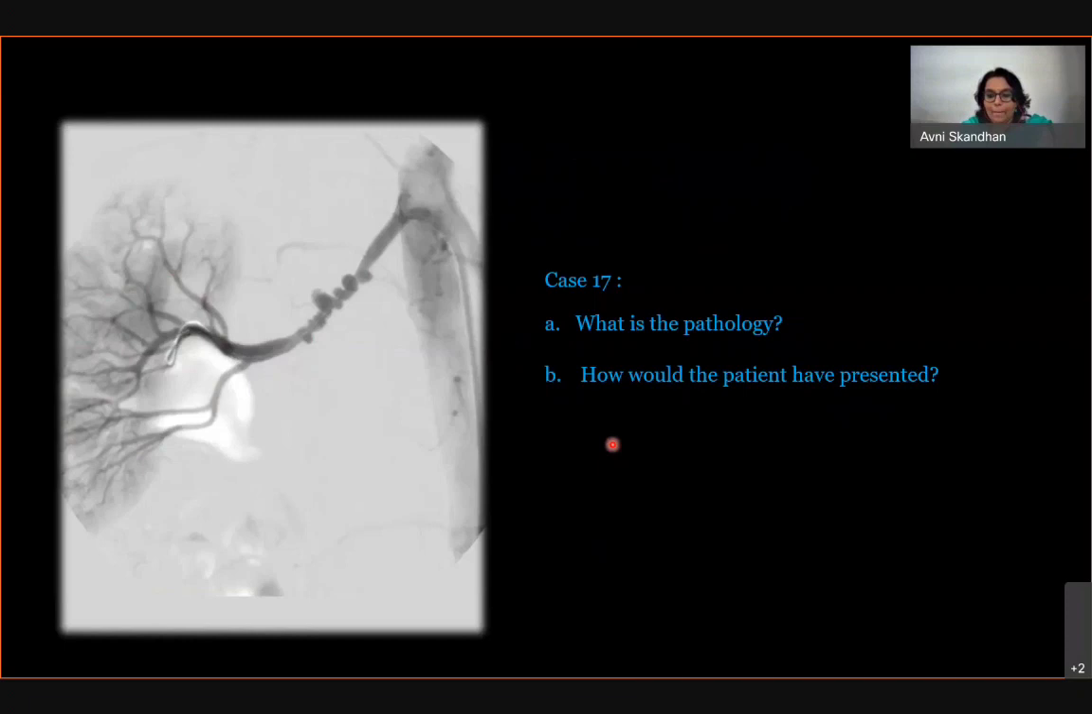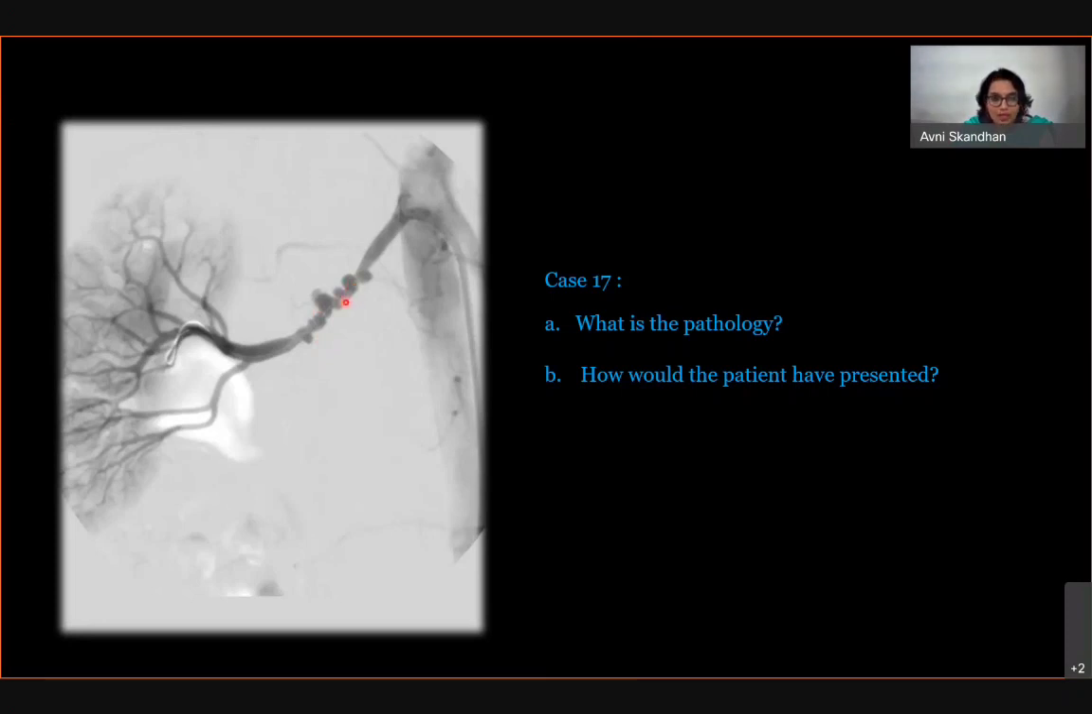What is this pathology? Very good. So it is FMD, fibromuscular dysplasia. What would be the patient's presentation? Hypertension. Very good. And what would be the age group of this patient? Middle-aged female. Very good. So this is most often seen in middle-aged females, and what classically you can see is a string of beads sign.